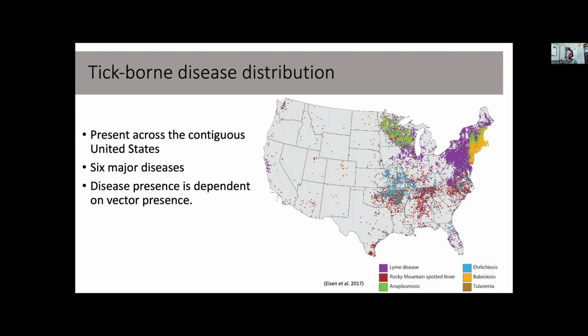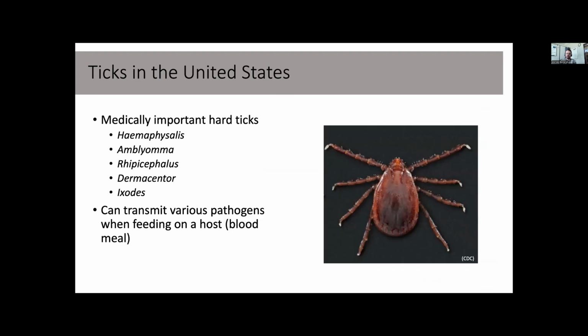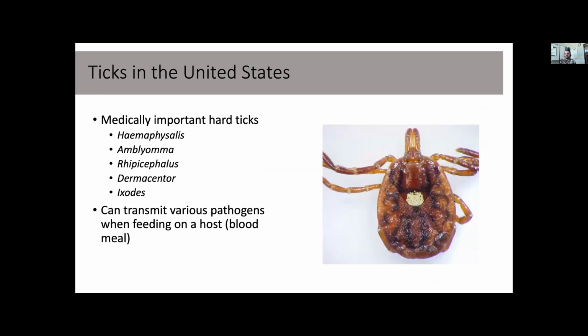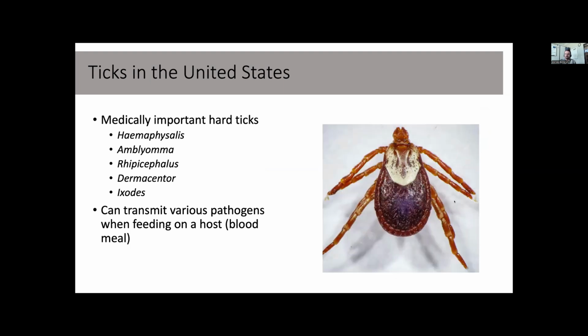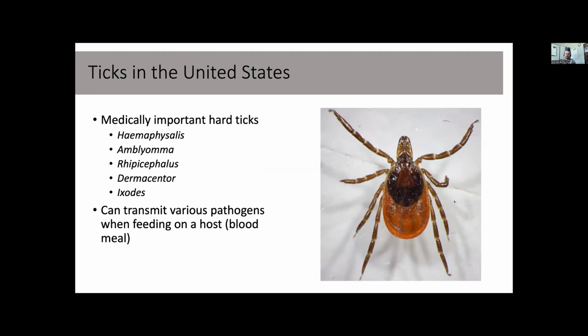And of course, disease presence is dependent on vector presence. These vectors include a few medically important hard ticks, such as Haemaphysalis species right here, Amblyomma species, Rhipicephalus species, Dermacentor species, and Ixodes species. Ixodes is well known for being the vector of the Lyme agent Borrelia burgdorferi, where all of these medically important hard ticks can transmit various pathogens.